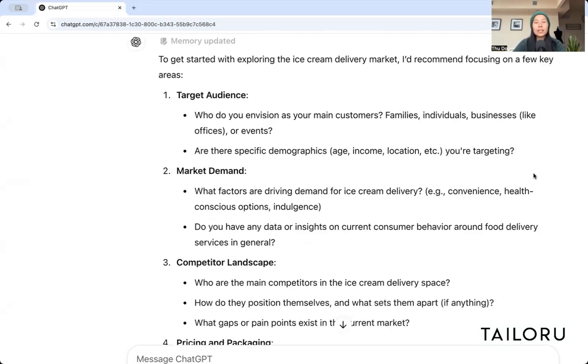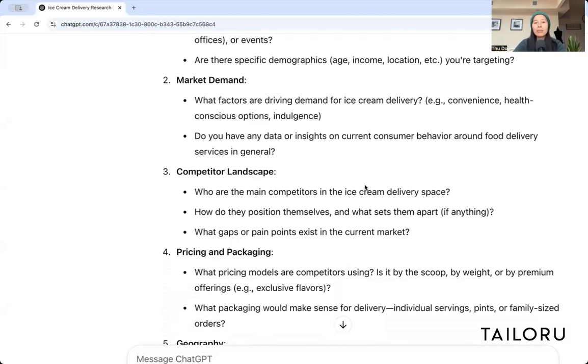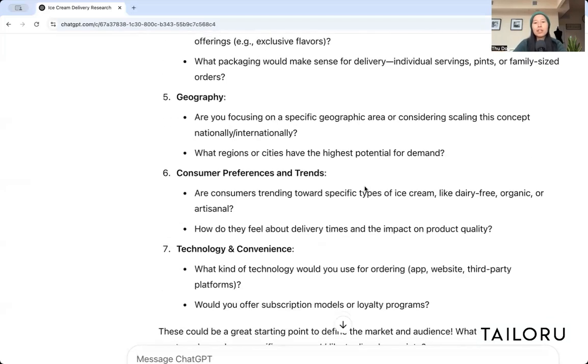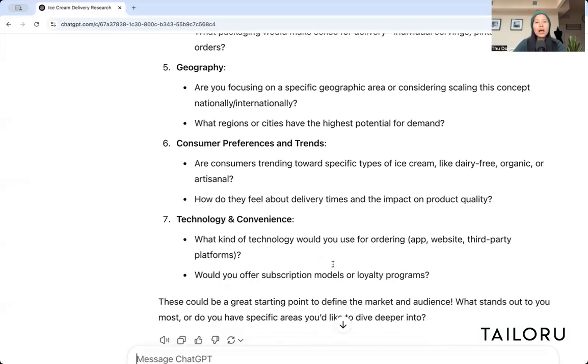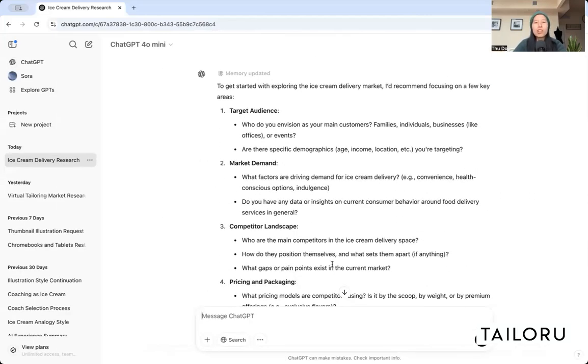Great. So right here, you're starting to see different questions around target audience. Who do I envision as my main customers? What factors are driving demand for ice cream delivery? And then getting into more specifics around who is playing in the market, what pricing and packaging will make my service accessible and stand out to the customer, and then any geographic customer trends, as well as delivery service when it comes to technology. So ChatGPT has given really an overview of some of these questions.